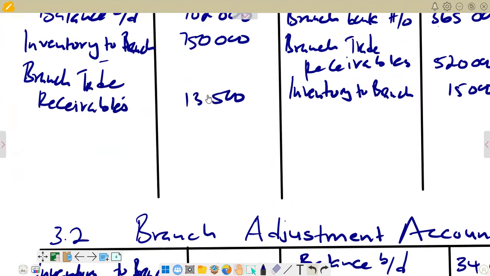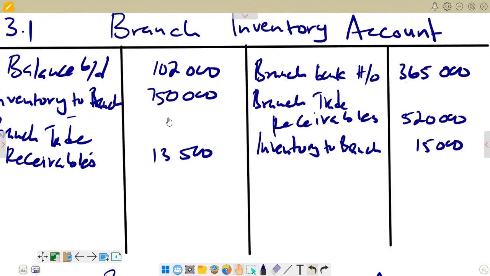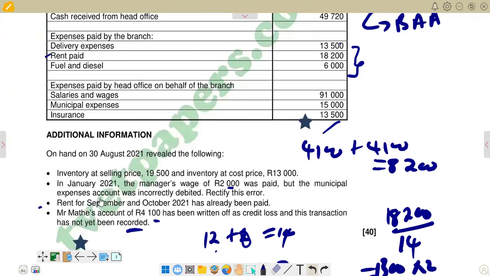So on 3.1, we have got the branch inventory account. This is what we have in terms of the branch inventory account. Remember, we are given the opening balance. The closing balance, we can check again on additional information. First point saying inventory sale price 19,500 and inventory at cost price 13,000 rands. This is on 31st August 2021, which is the end of the year. So these are the closing balances.